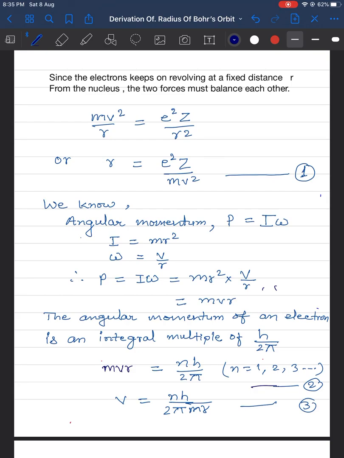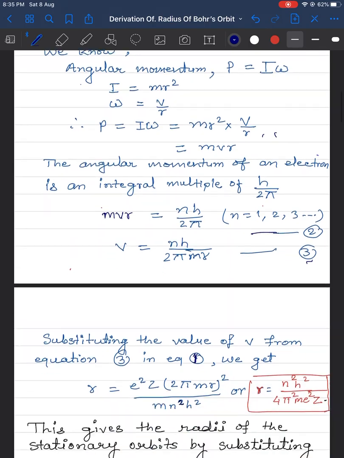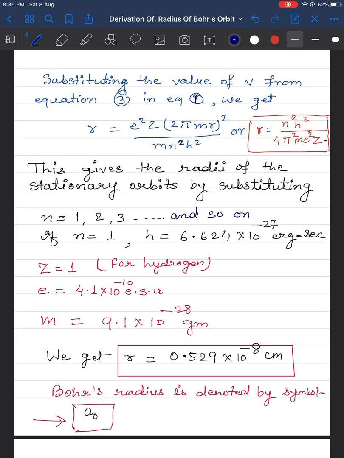And v is equal to nh divided by 2 pi mr. This is the third equation. Substituting the value of v from equation three in equation 1, we get r is equal to Ze squared into (2 pi mr) whole squared by m n squared h squared, or r is equal to n squared h squared divided by 4 pi squared m e squared Z.